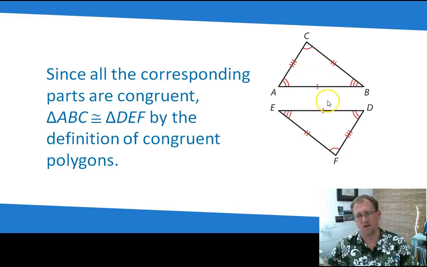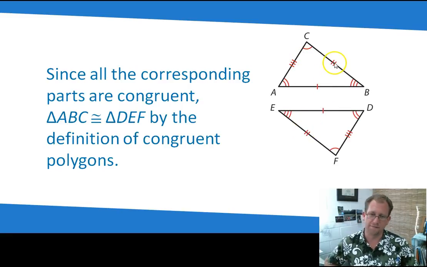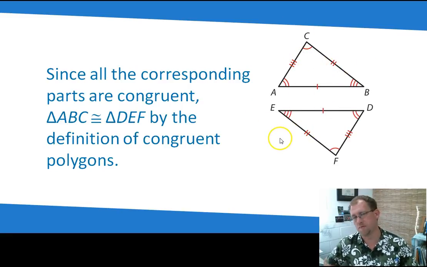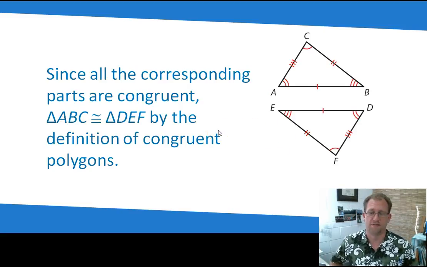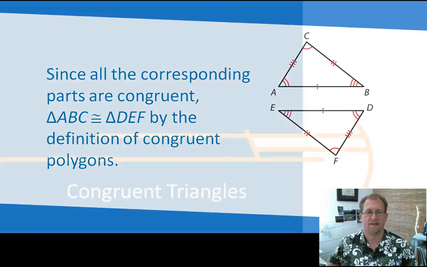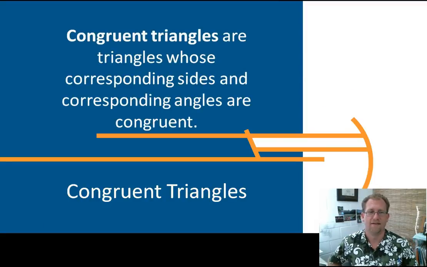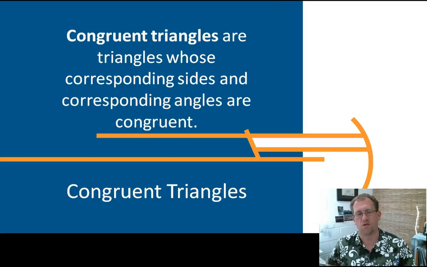And the segments here are congruent: AB and ED, and then FD and CA, and EF and CB. And so because all corresponding parts are congruent, then the triangles are congruent. Alrighty. Congruent triangles are triangles whose corresponding sides and corresponding angles are congruent.